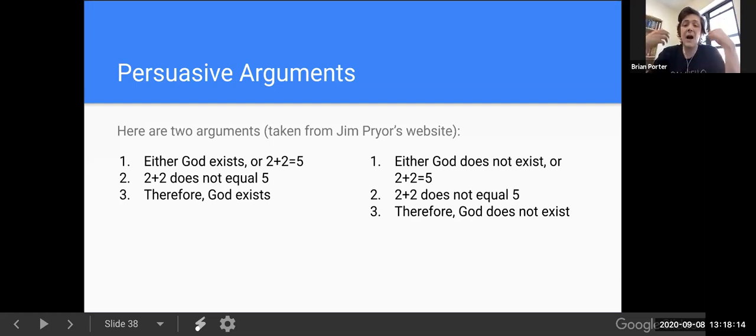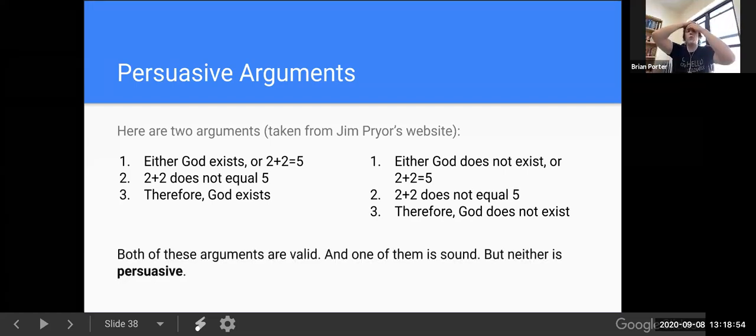So if God exists, then premise one on the left side argument here is true. If God does not exist, then premise one on the right side argument here is true. And either God exists or God doesn't exist. Those are the two options. So one of these arguments is sound because they're both valid, and one of them has all true premises. Because either God exists or God doesn't exist, one or the other. Who's to say which one? But one of them is sound and one of them is not. So both these arguments are valid and one of them is sound.